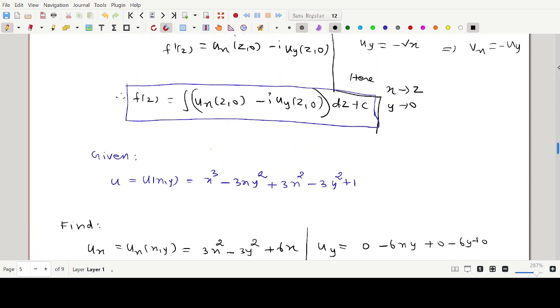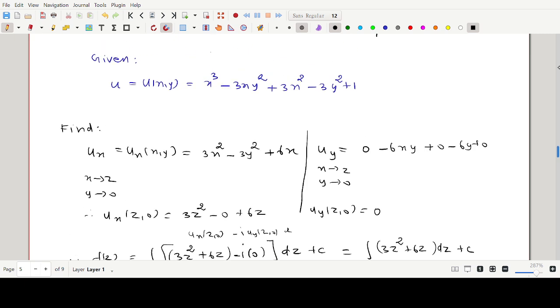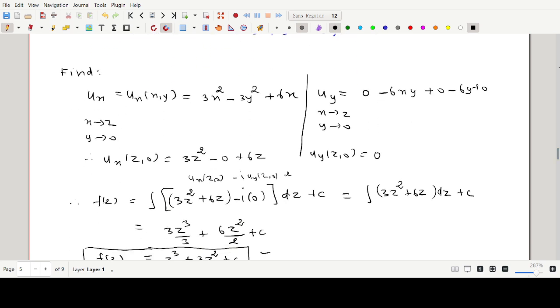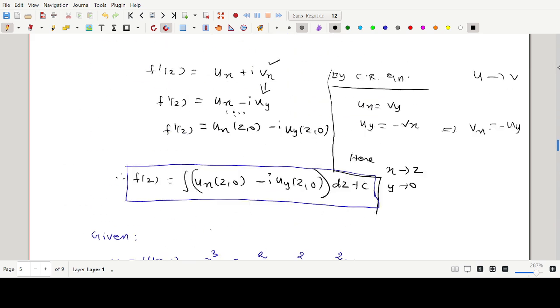This is the rule. When the real part is given, what is the rule? First find the first derivative with respect to x and the first derivative with respect to y, so I get ux and uy. Second, replace x with z and y with 0 in the first derivatives ux and uy. I get ux of z comma 0 and uy of z comma 0, and substitute in this formula. What is the formula? f of z is equal to the integral of ux of z comma 0 minus i uy of z comma 0, into dz, plus c. You know how to get this formula, as I explained. No need to memorize everything.